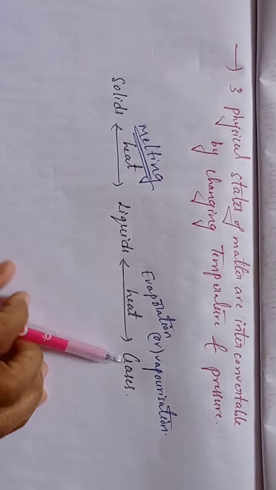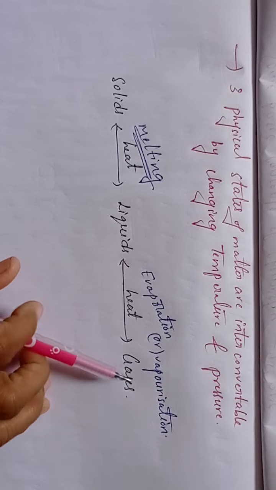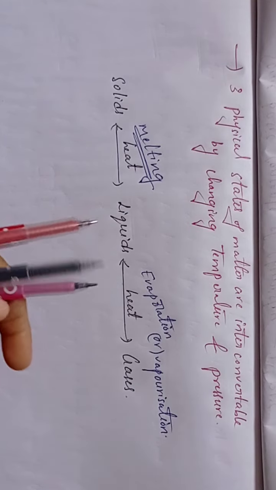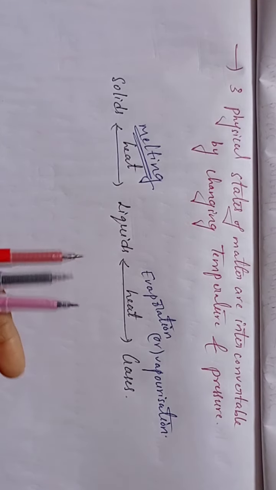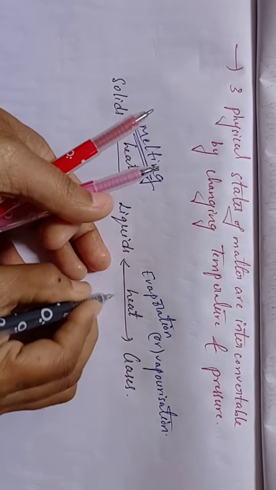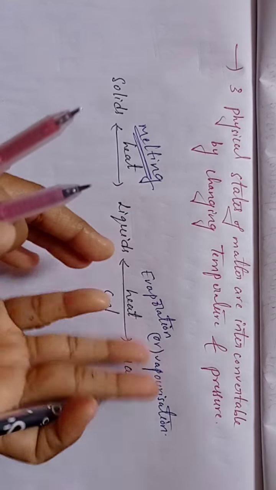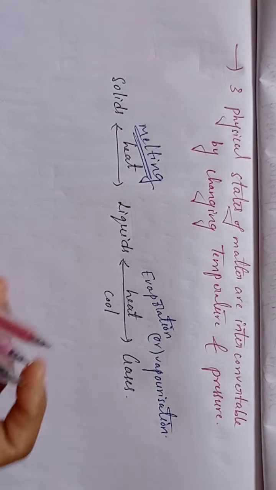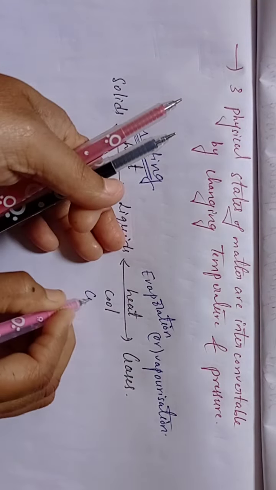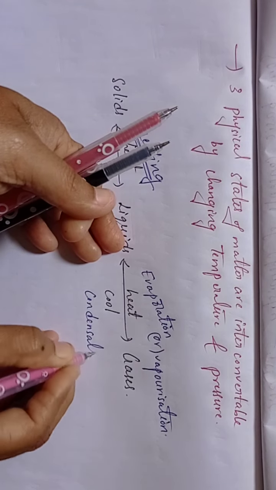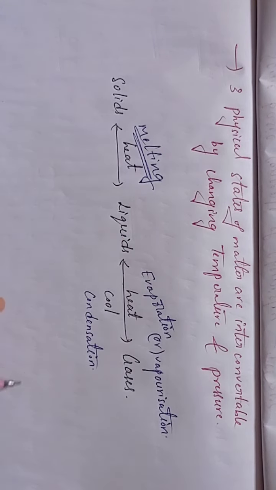Next, gases by cooling convert into liquid, students. So here we are doing the cooling. See here, by cooling what will happen? Gas converts into liquid. This process is called condensation. What will we call it, students? Condensation. This process is called condensation.